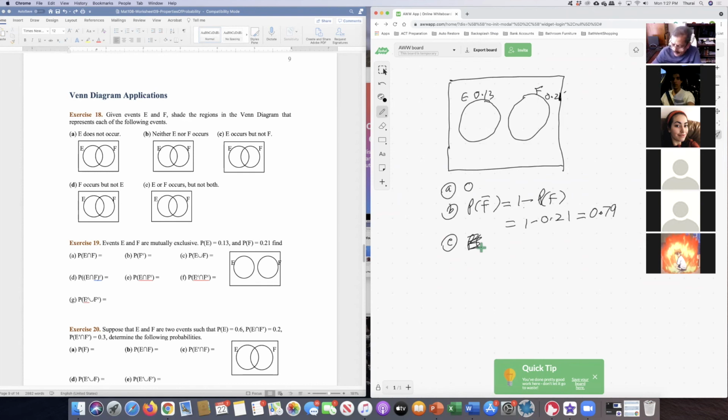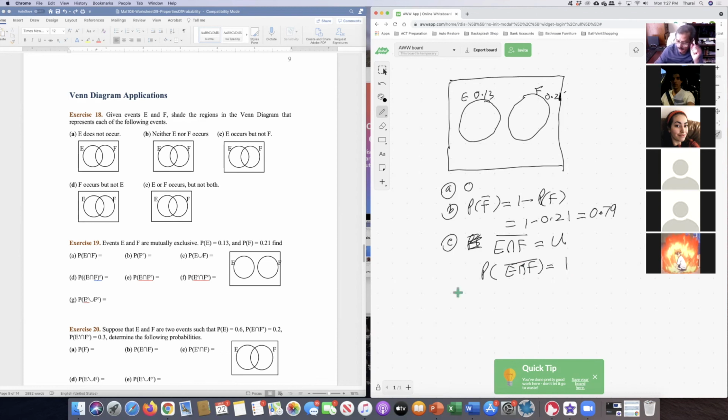So E intersection F complement is the entire universal set because E intersection F is empty. So E intersection F complement is universal set. So the probability of E intersection F complement is 1 because E intersection F is empty.